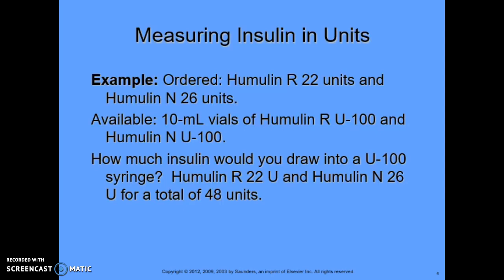So again, in a 10 milliliter vial, we have the Humulin R, there's 100 units, and the Humulin N is available in a 10 milliliter vial and also the 100 units. How much insulin would you draw into that 100 unit syringe? Well, if you said 48 units, you would be correct, because we're looking at Humulin R, which was 22 units, and we add the Humulin N, which was 26, so 22 and 26 equals 48 units.